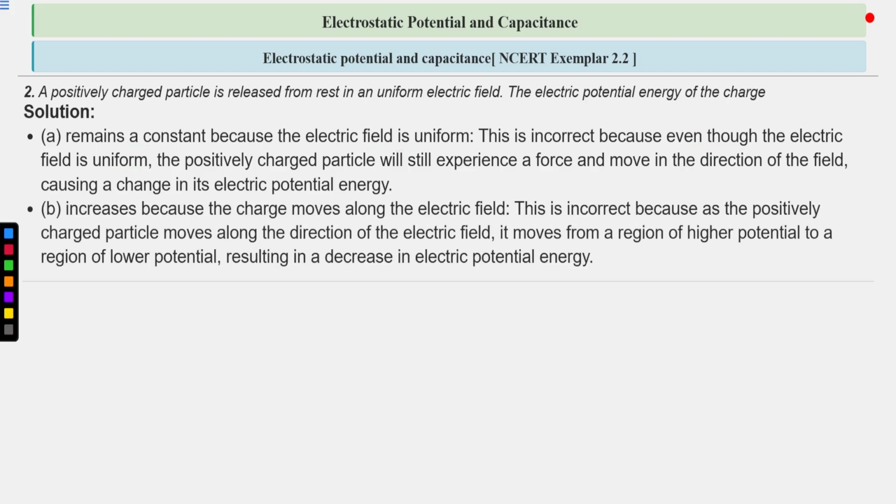Why is option B incorrect? What was option B? Increases because the charge moves along the electric field. This is incorrect because as the positively charged particle moves along the direction of the electric field, it moves from a region of higher potential to a region of lower potential, because the direction of electric field is from higher to lower. So it is moving in the direction of the electric field, going from a region of higher potential to a region of lower potential, resulting in a decrease in electric potential energy.